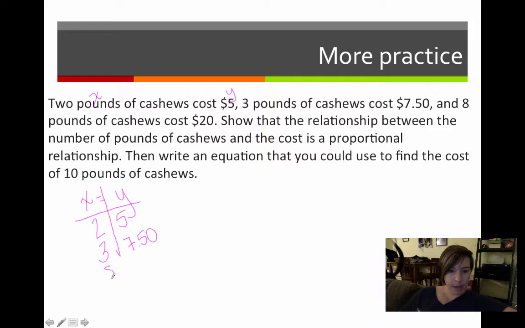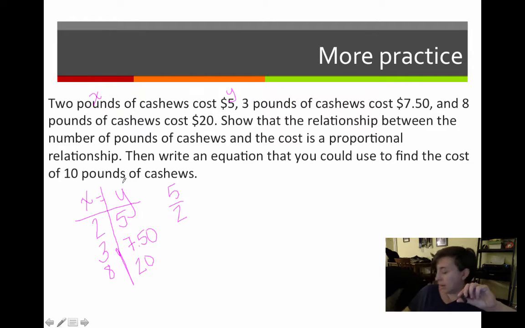And we know 8 pounds is $20. So this times something equals this. So let's start with 5 divided by 2. Remember, to find the constant of proportionality, you can just divide one of your y values by your x value. So if I do 5 divided by 2, I get 2.5.